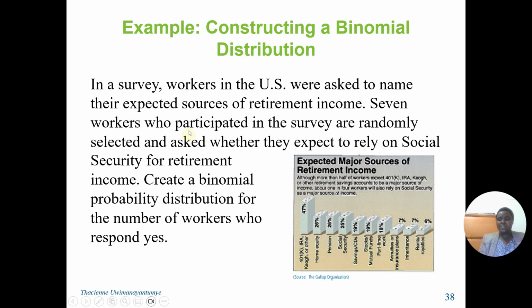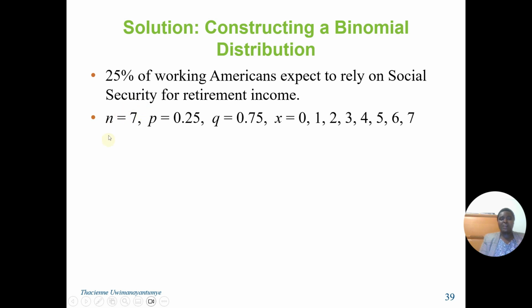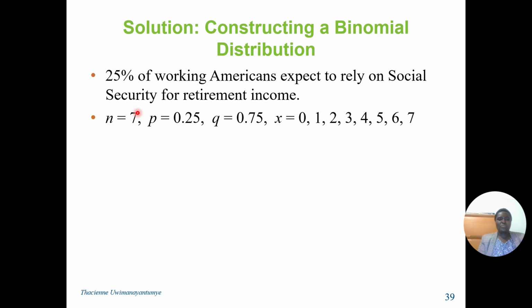The probability of relying on Social Security for retirement is 0.25, and 7 workers participated, so n for our case is 7. Then q will be 1 minus 0.25, which is 0.75. So we already have n equal to 7, the probability of success is 0.25, and the probability of failure, meaning not relying on Social Security, is 0.75. Among the 7 who were asked, we may have 0, no one relying on Social Security, or one of them, or 2 or 3 or 4 or 7, depending on whether they said yes or no.